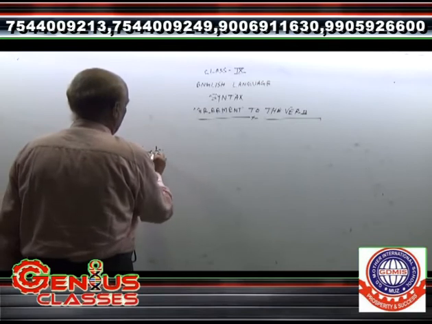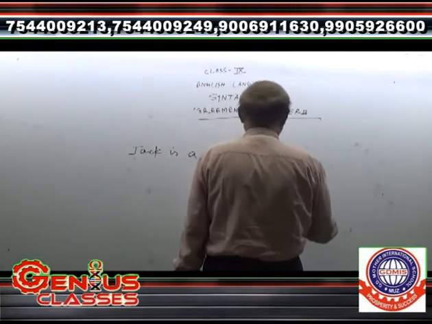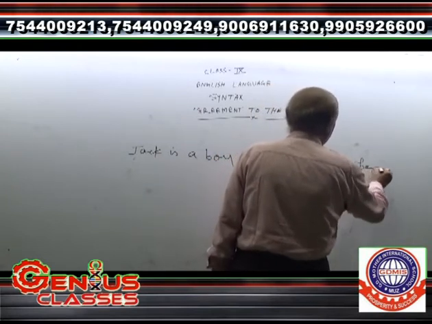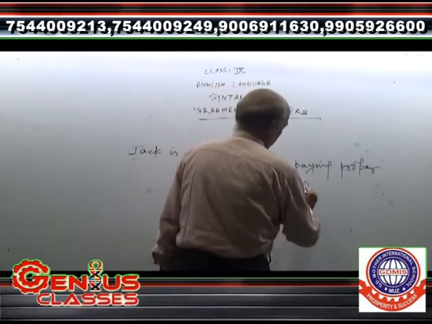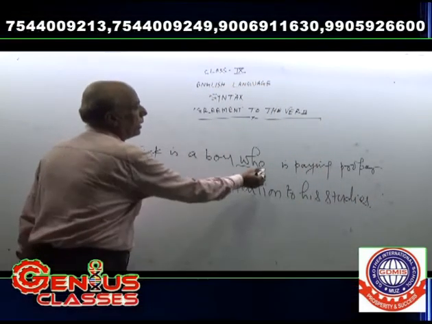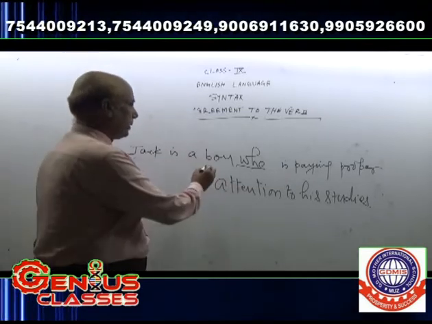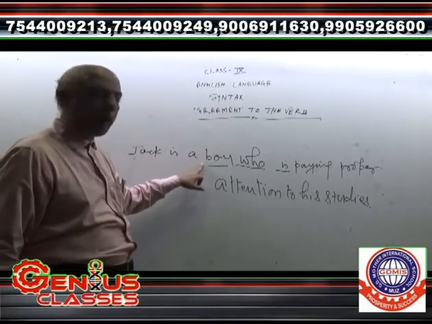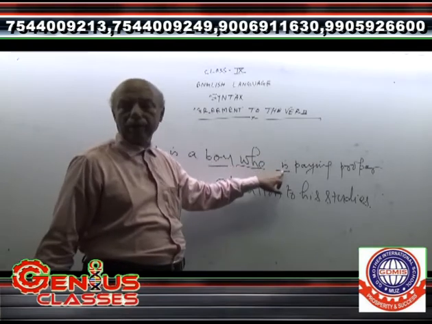Jack is a boy who is paying proper attention to his studies. Here, who is a relative pronoun. It is telling about Jack, who is a boy. Here, boy is singular, that is why a singular verb has been used. Here, is has been used according to boy, which comes before who.